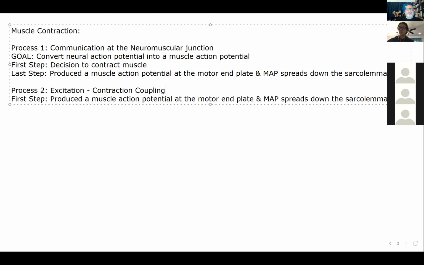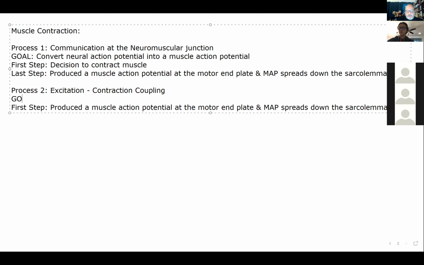So excitation, contraction, coupling. And again, we always want to think in terms of the goal. What's the goal here of step 2? To allow myosin and actin to interact. Sure, we want to bring the myosin and the actin together, but what's stopping them from being together, right? They're true loves. They always want to be together, but they can't always. So what stops them from being together?